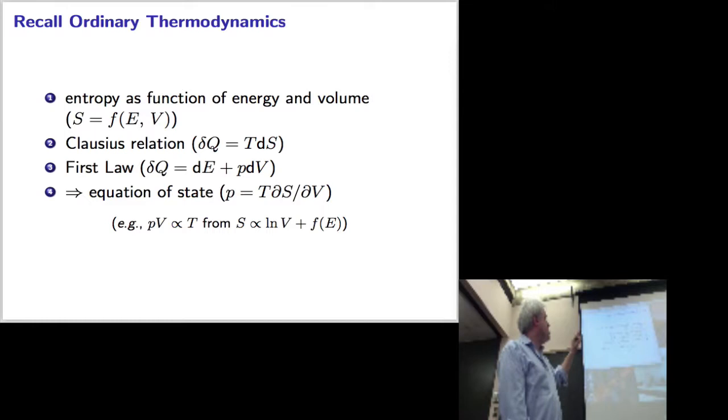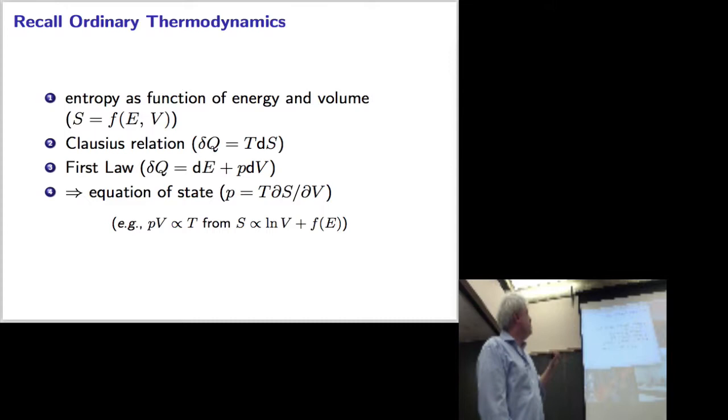We need the Clausius relation: the change in heat for systems very near equilibrium is temperature times the differential of entropy. We need the first law in its differential form: change in heat is differential energy plus a differential work term, pressure times change in volume. And that allows us to derive the equation of state. It's a very simple calculation based on what's given here: the pressure is temperature times the partial of entropy with respect to volume.